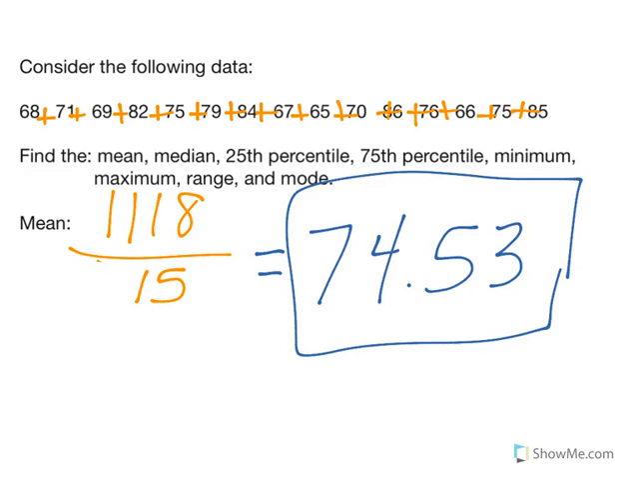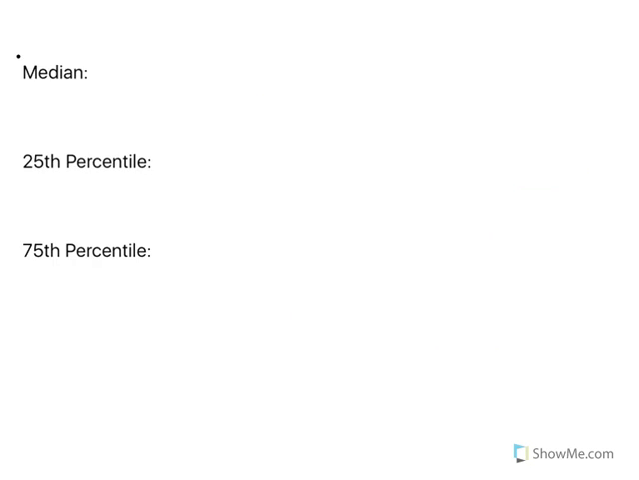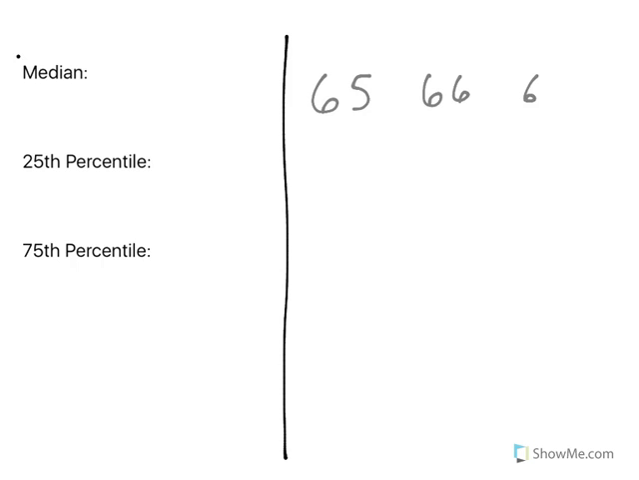Now, when we go on to the median, the 25th and the 75th percentile, our first step is we need to write these numbers in order least to greatest. So I'm going to give myself kind of a block, and I'm going to write them over here. I don't have a whole lot of room, so I'm going to have to put them in a couple rows, but in order of least to greatest. So 68, 69, 70, 71, 75.